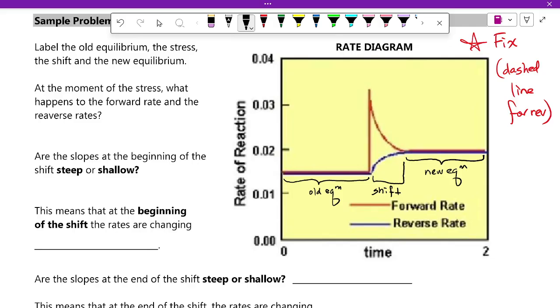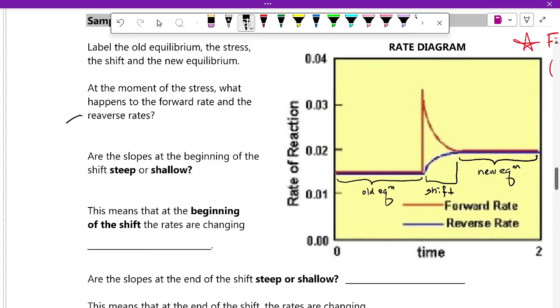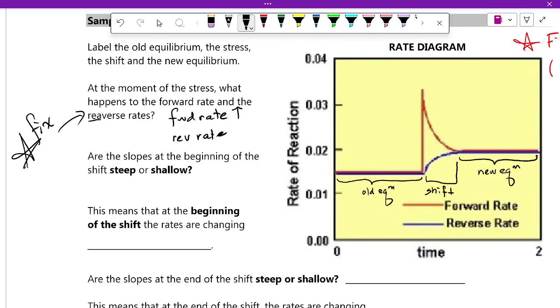At the moment of the stress, what happens to the forward and the reverse rates? The forward rate does what? Forward rate goes up. What happens to the reverse rate? It starts to go. Gradually that goes up. It does nothing, not in that instant. Okay? It does nothing, not at that moment.